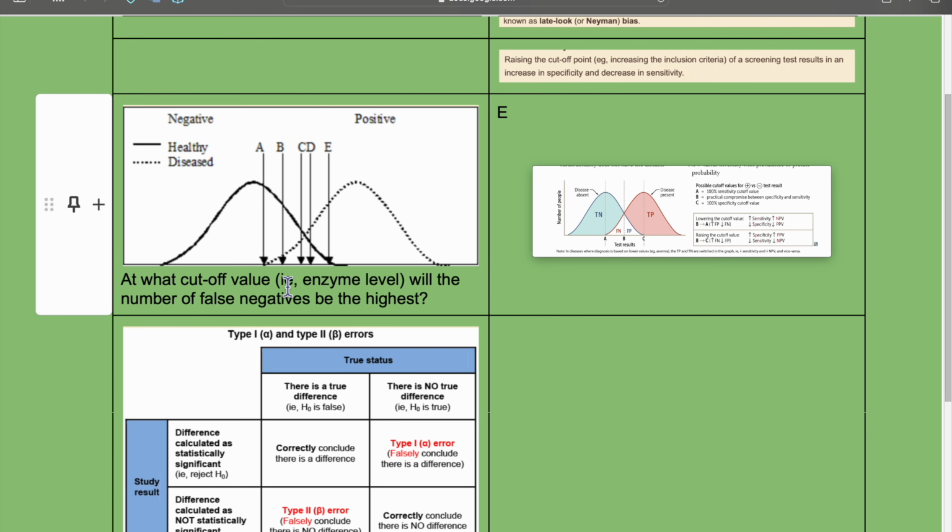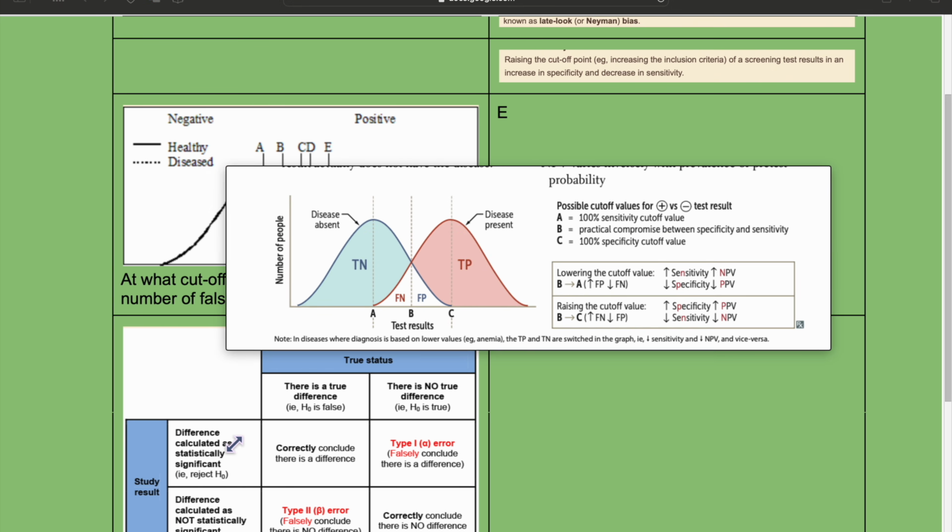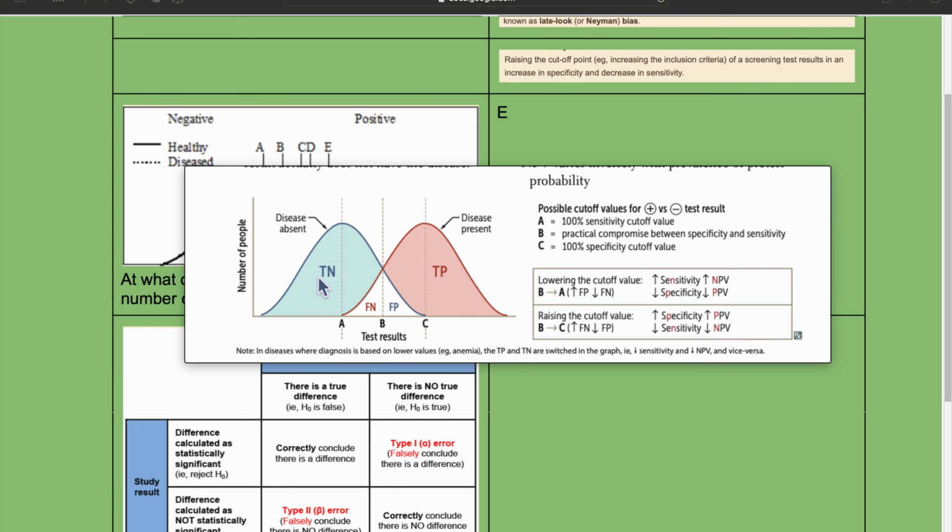At what cutoff value, for example, enzyme level, will the number of false negatives be the highest? So if you remember this diagram, right, you go alphabetically N, then P, and then you keep the last names N and P, and then FF here. Right, we only concern ourselves with these.